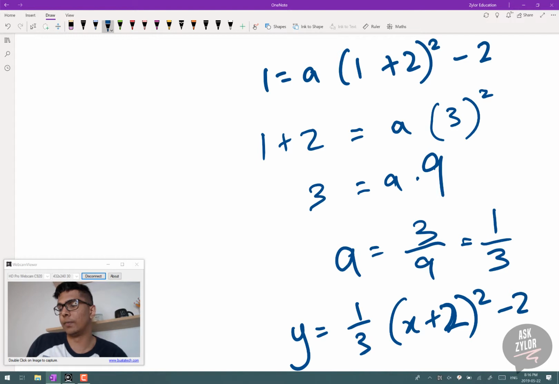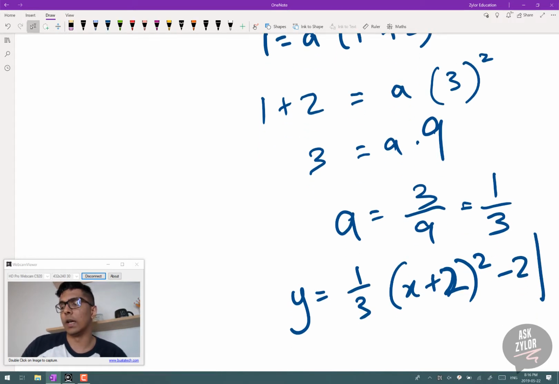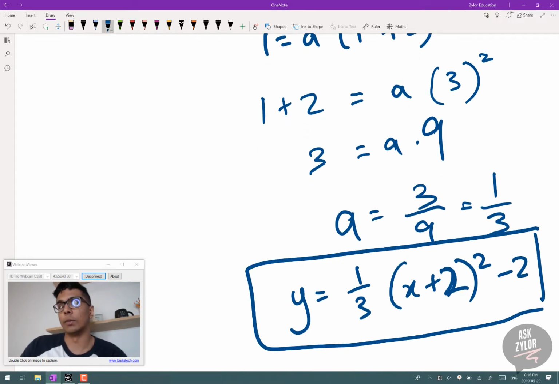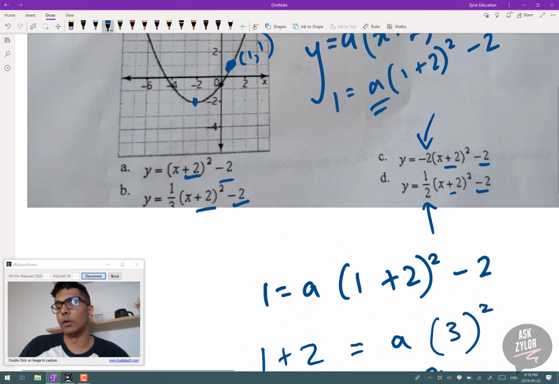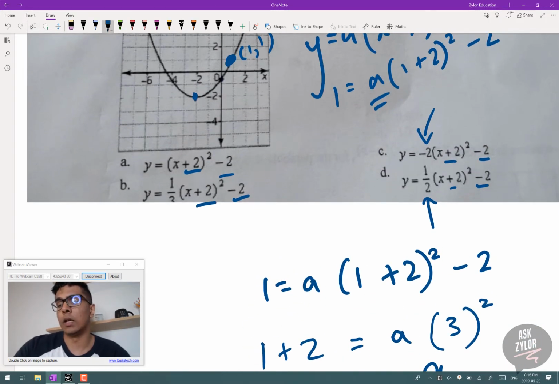squared minus 2, right? So come up with an equation and then try to match it with some of the options given to you. So my a value is 1 over 3. The only answer that accepts that as possible would be B.